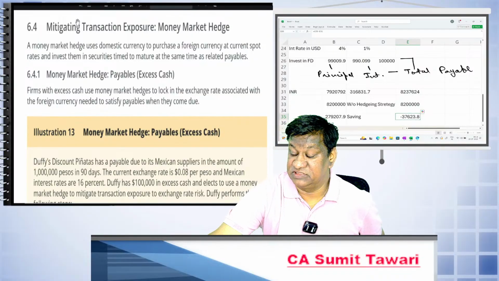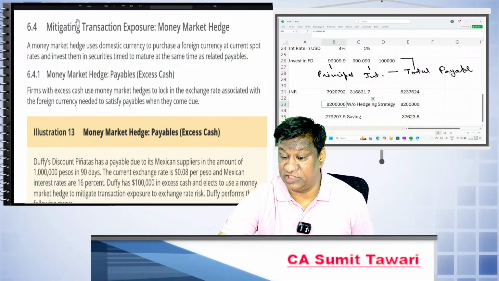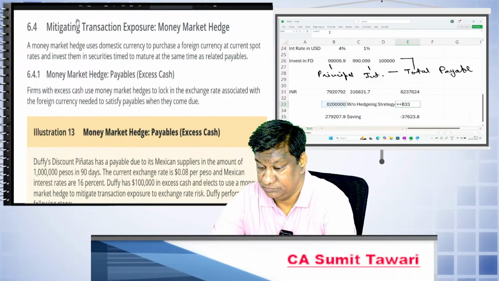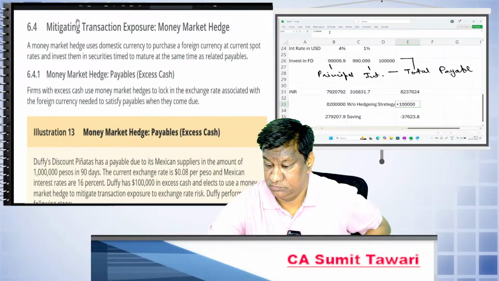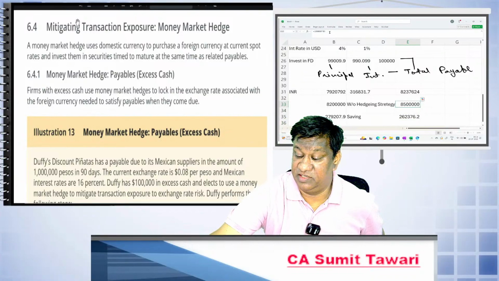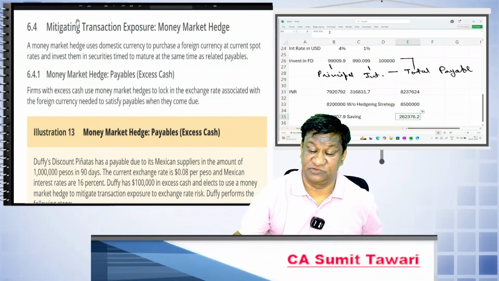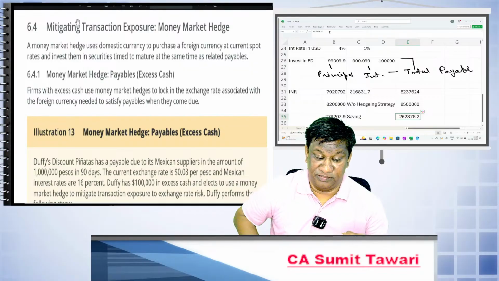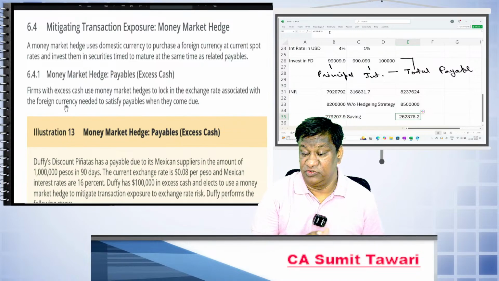Okay, so 37,623 I need to pay. So in that situation, maybe it is not a wise decision. But if the expected exchange rate after 3 months is 85, then there is a saving of 2,62,376. So this way we can utilize the money market hedge strategy to offset or compensate any exchange loss which may need to be incurred. Okay, so it is all on expectation.